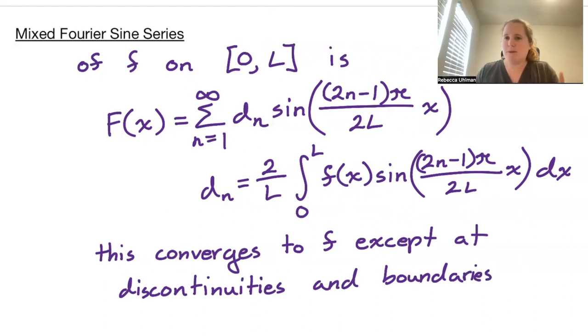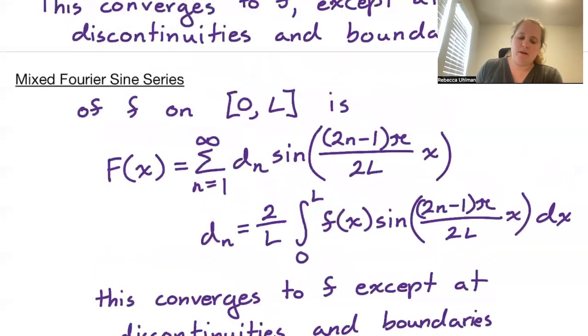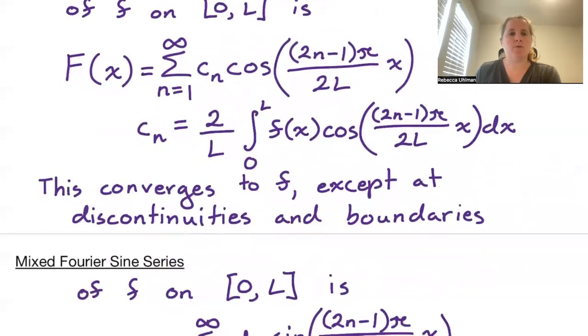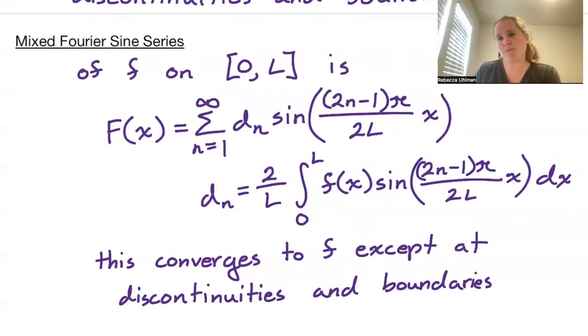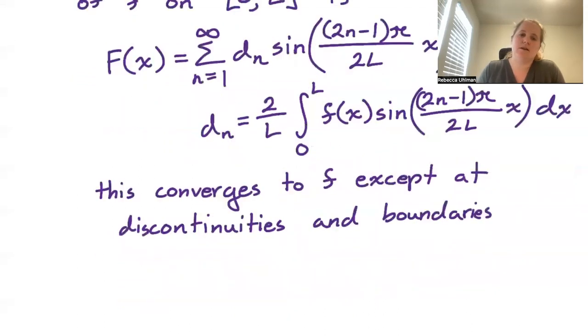Solving for our d sub n is essentially the same as solving for the b sub n we had before, just with a slightly modified coefficient in front of our x within the sine function. So depending on the context we're in, sometimes we're finding just a standard Fourier series, sometimes we need to find a cosine or sine series, and sometimes we need to find a mixed cosine or mixed sine series.